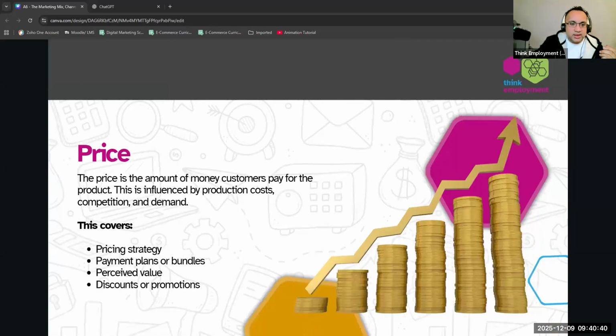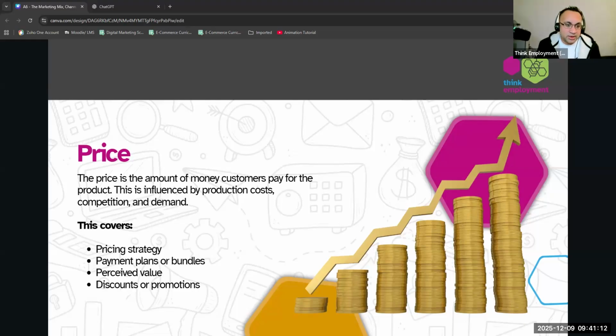The other thing is price. The price is the amount of money the customers pay for the product. Obviously, we all know that. This is influenced by the product cost, how much it's going to cost to create and develop the product, and also competition. You've got to think about how much I'm selling it for. Like if I'm McDonald's, how much is Burger King selling their burgers for? You have to keep an eye on the competition. If they're selling it for a lot cheaper, then how are they getting away with it? Where are they cutting costs somewhere else?